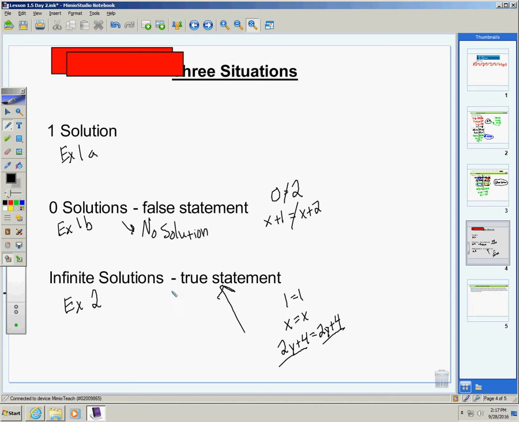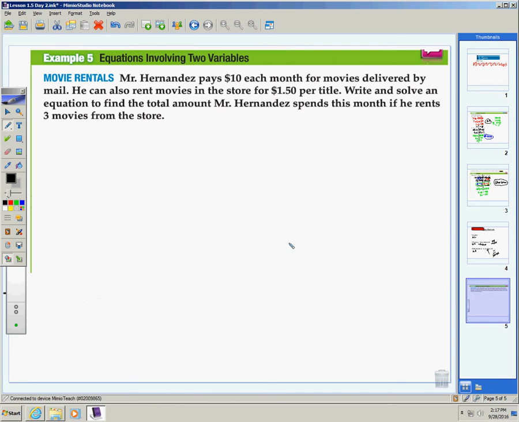So now looking at our last example, we've got a word problem. Mr. Hernandez pays $10 each month for movies delivered by mail. He can also rent movies in store for $1.50 per title. We want to write and solve an equation to find the total amount Mr. Hernandez spends this month if he rents 3 movies from the store.